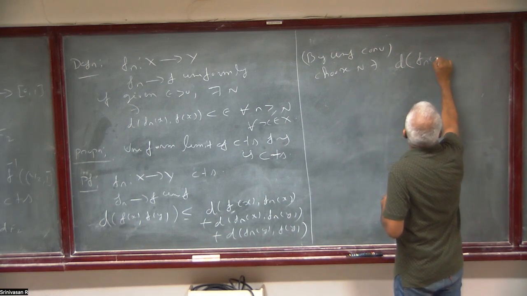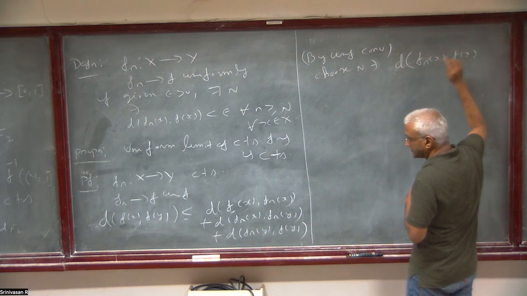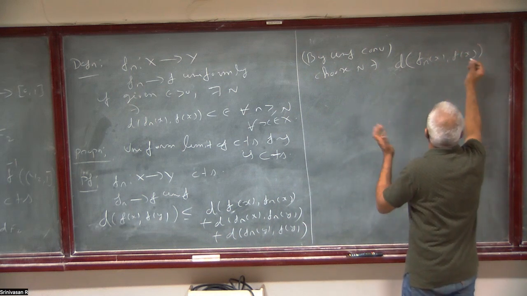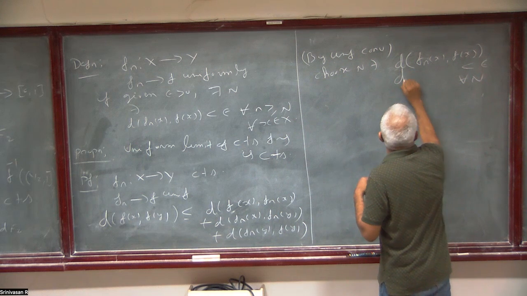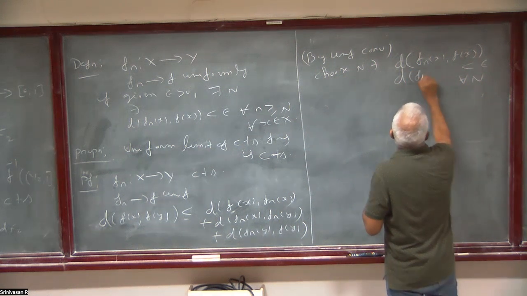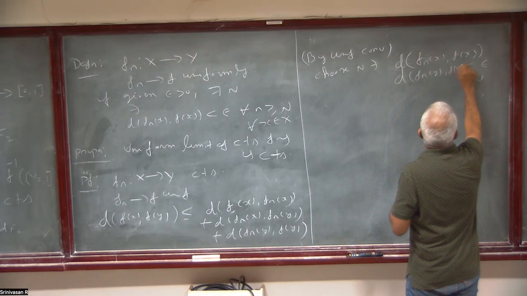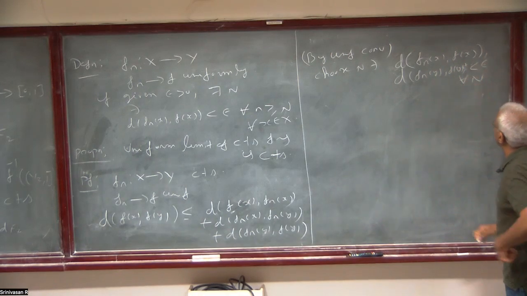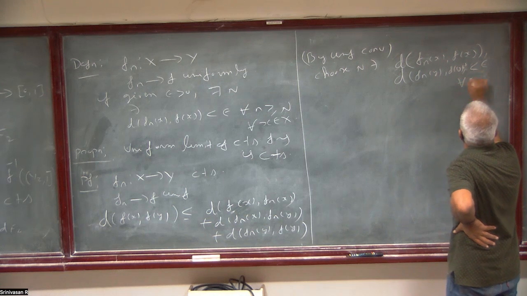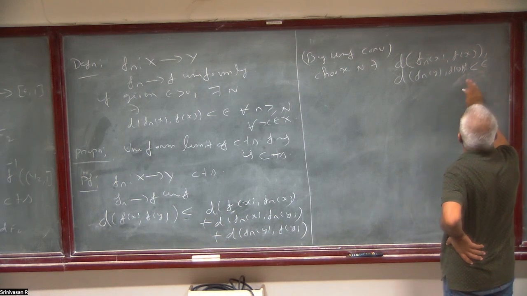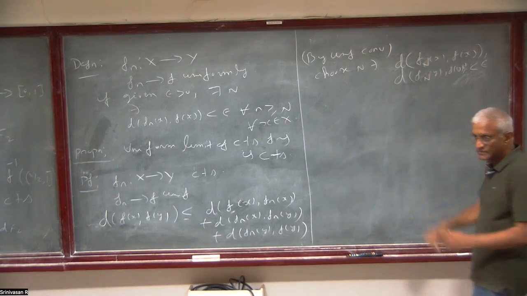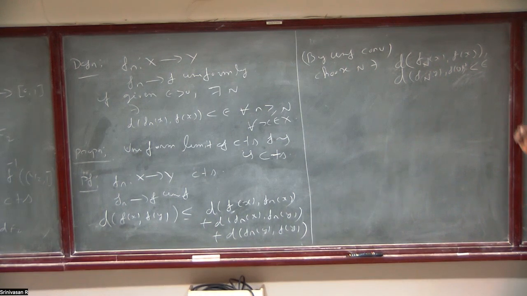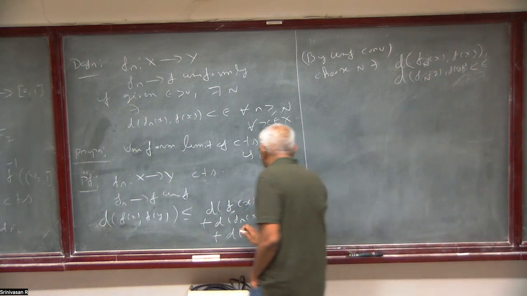Uniform limit of f_n: d(f_n(x), f(x)) is less than epsilon, and d(f_n(y), f(y)) is less than epsilon, for all n. It's true for x and y. Both are less than epsilon. Choose an n such that this happens, which is possible because of uniform convergence. After that it is also true, but this is enough. Now I replace this n by that n.